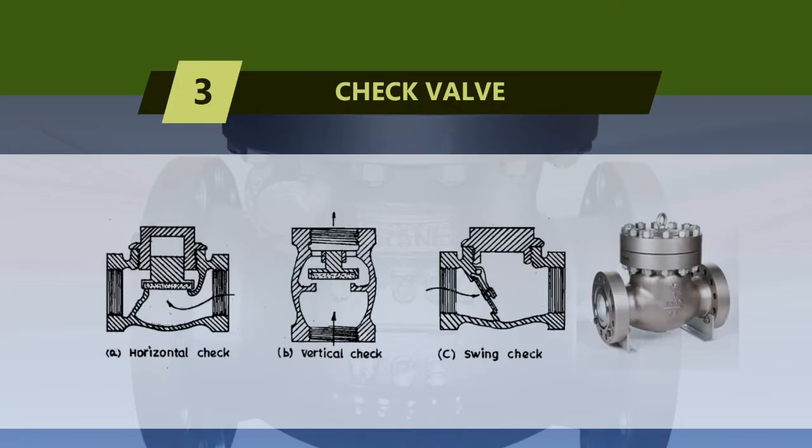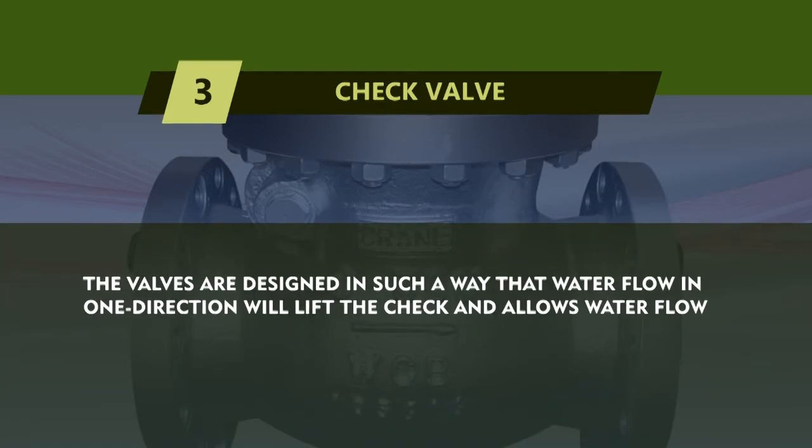Looking at the schematics of the check valve, we can see that there are three different types of check valves depending on the check itself. These include the horizontal check valves, the vertical check valves, and the swing check valves. Check valves are designed in such a way that the water flow will take place only in one direction.